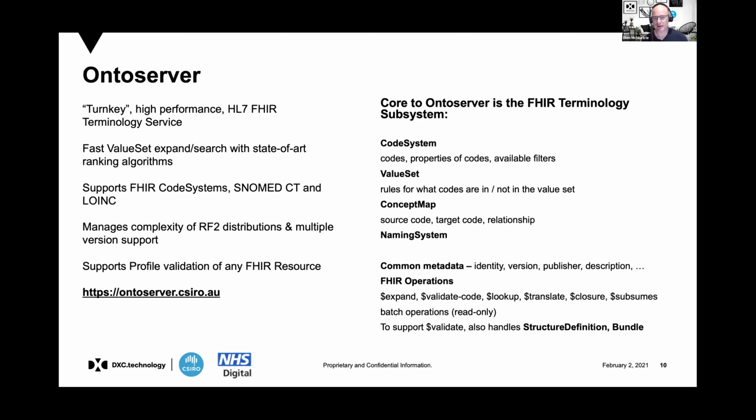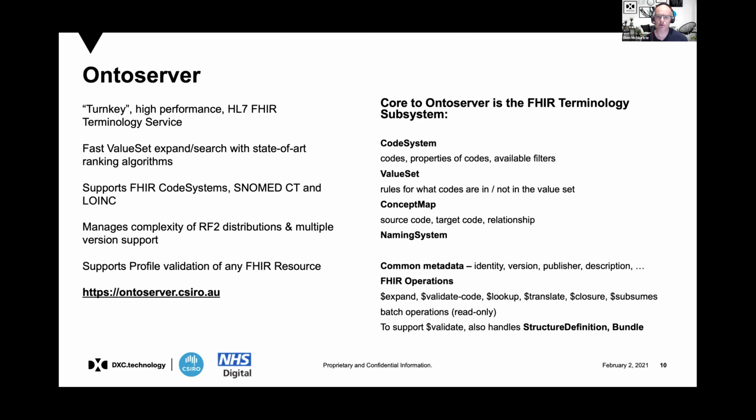All of these have common metadata, things like identity, version, publisher, copyrights, those sorts of things. And there's a series of operations for each one of those resources. So you can expand a value set, which is to say, enumerate all of the codes that exist in this value set, and that might require the server to evaluate a set of rules to determine that. Or validate code: I can say, is this code in this value set or in this code system, and is this the right description for it? You can do lookup to look up the details of a code from a code system. Translate is about translating from one code system to another using a map.